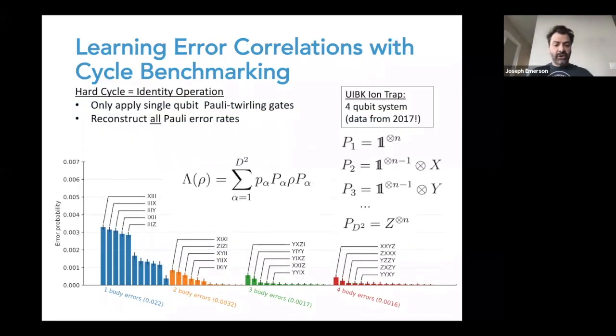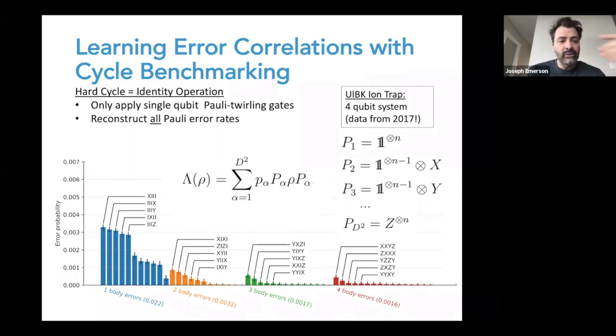So now I'm gonna show you some data, and this is gonna be a preview. So what I'm gonna do is just show you ion trap data and superconducting qubit data where we've applied these tools. The results are disturbing. And I'm going to give you a preview of the results as a way to kind of motivate the talk and why you should pay attention.